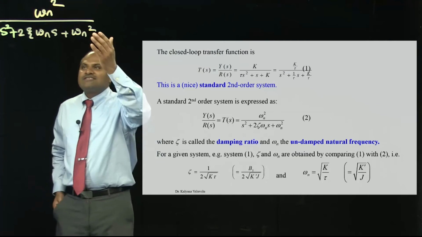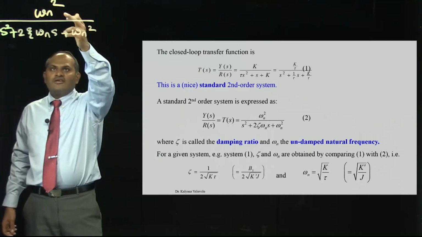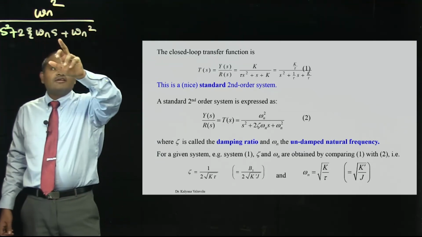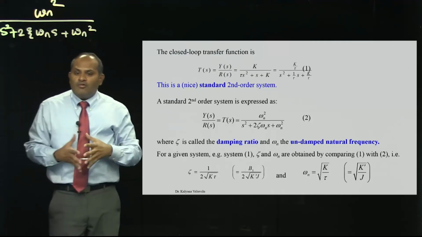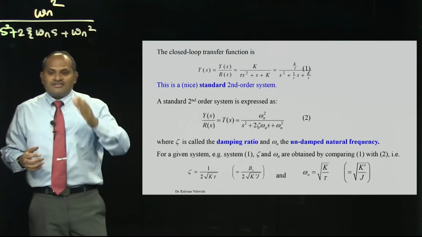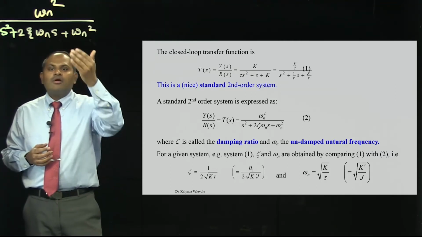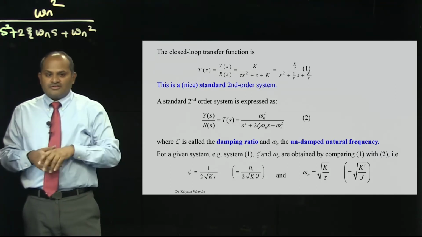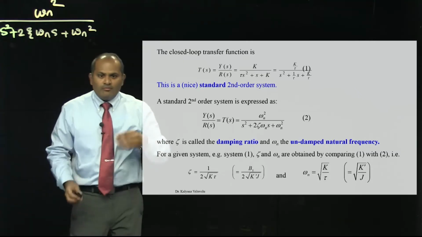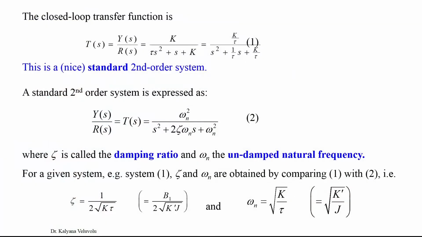Now, if you see this standard second order system, we have omega n square by s square plus 2 eta omega n s plus omega n square. We are going to focus on this one. You do not need to worry, every system we work on will be based on this standard second order system. Here, eta is called the damping ratio and omega n is called the undamped natural frequency.